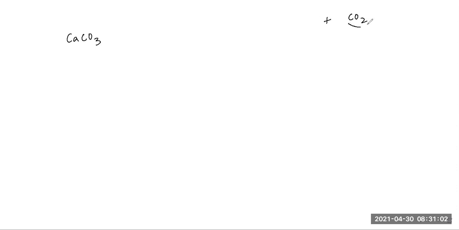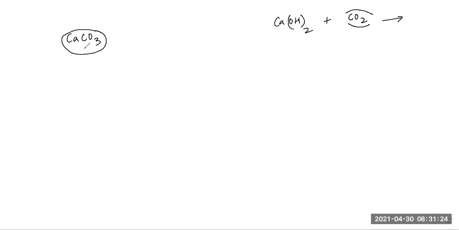We have to pass carbon dioxide gas through calcium hydroxide. Then this stuff is produced. All right, from this, we will come to calcium hydrogen carbonate or calcium bicarbonate.